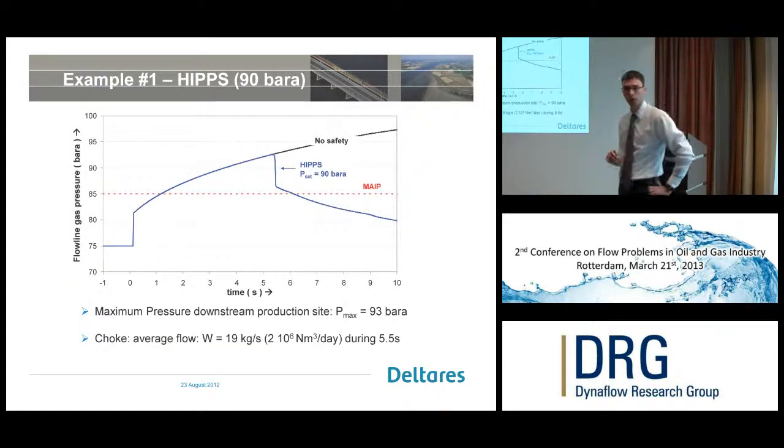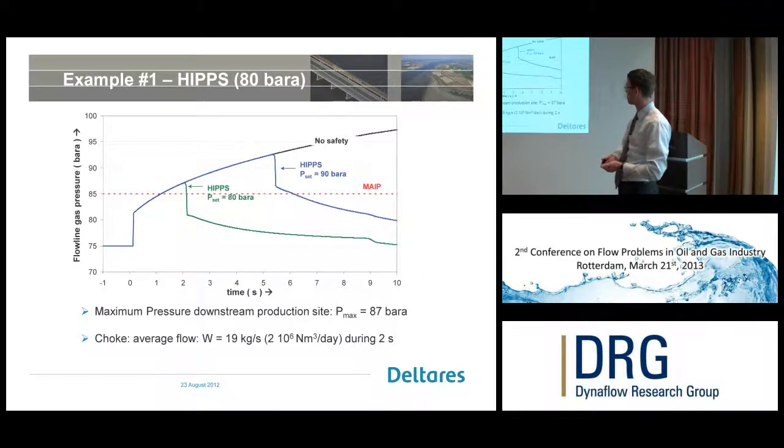Well, if we take a set pressure of 90 bara, which is of course too large, you see that when the 90 bara is met, then 2 seconds later the HIPS valve closes and your pressure does not increase. So that looks good. Of course the set pressure is way too large, so let's decrease the set pressure, and then the HIPS valve should close more quickly. Now, with the set pressure of 80 bara, you see that the maximum pressure is only 87 bara, so it's still above MAIP, but we're getting close. So still, we would say, okay, set pressure is too high.